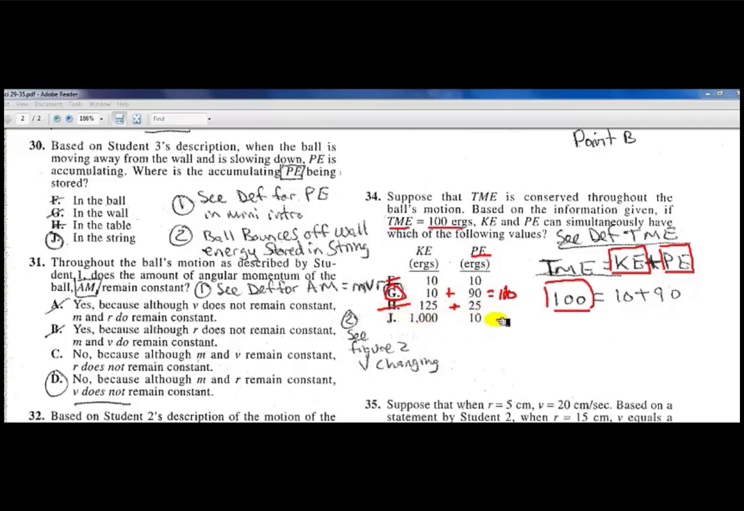And J says 1,000 plus 10. That does not equal 100. So the correct answer here is basically the definition of TME, total mechanical energy, which comes from kinetic energy plus potential energy. That will equal both of those, and they are given the value of 100. So we need an answer that's going to equal 100. 10 plus 90 is 100. G for 34.